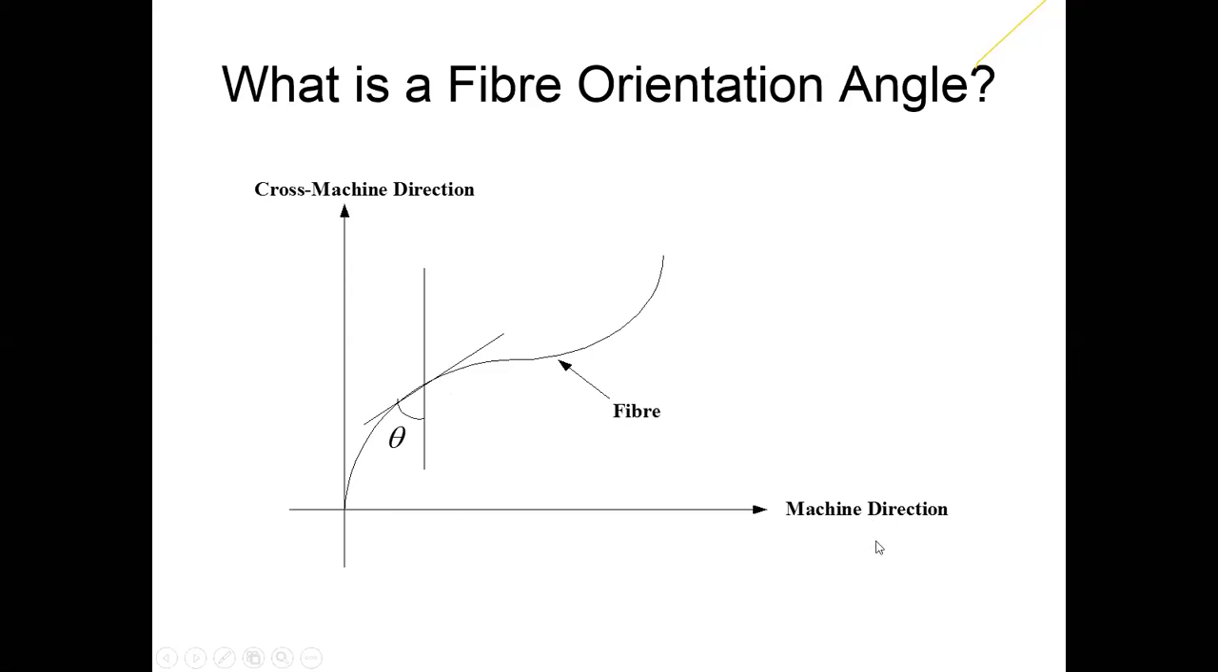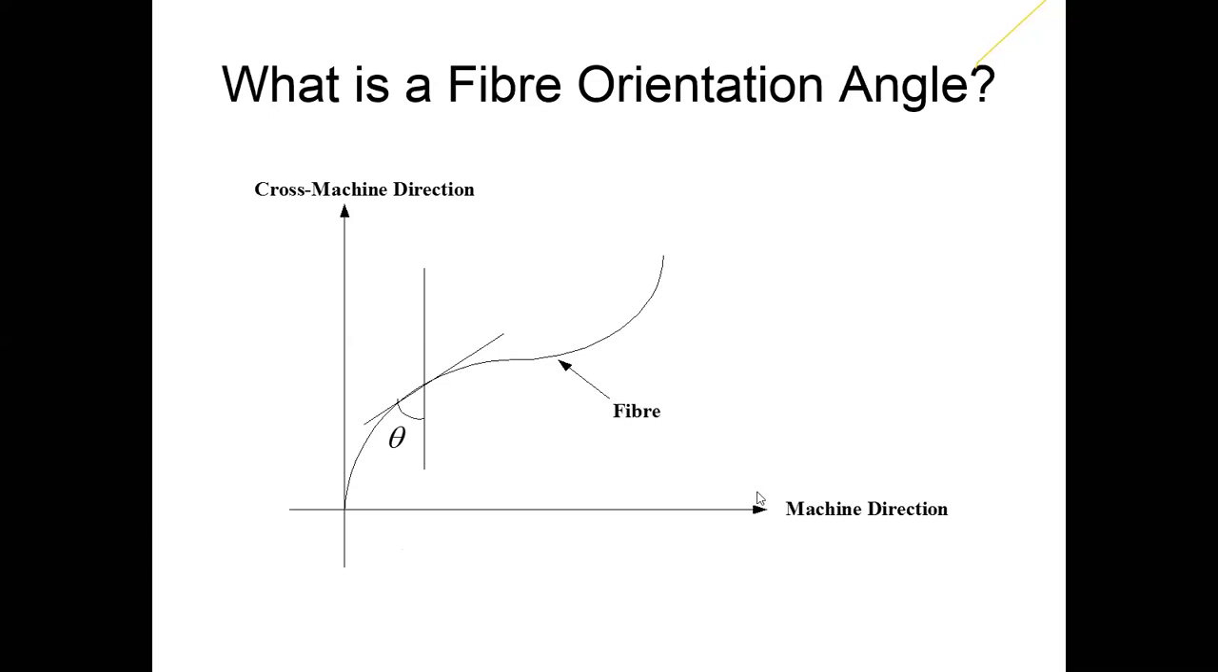The machine direction is the direction in which the non-woven fabric is flowing, meaning how it is coming out of the machine. And cross machine direction means the direction across the machine, which is perpendicular, or 90 degrees, to the machine direction.